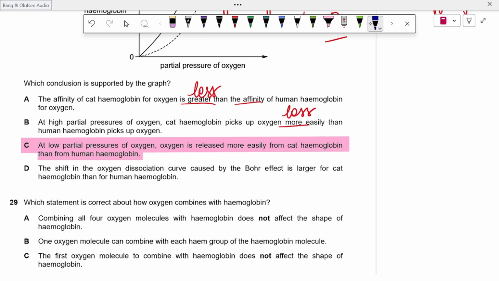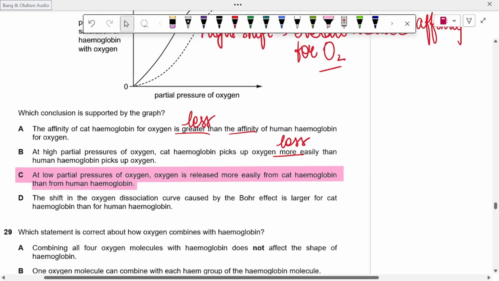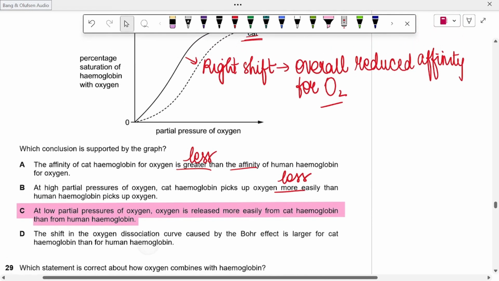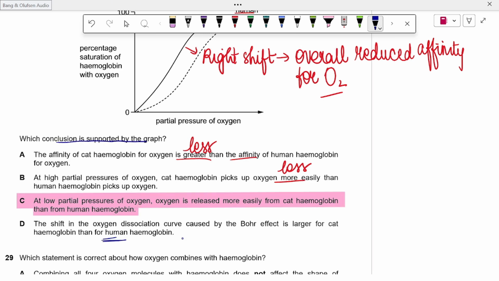"The shift in the oxygen dissociation curve caused by the Bohr effect is larger for cat hemoglobin than for human hemoglobin." We cannot conclude this shift from the graph. This conclusion cannot be made from the graph and is not supported by it. That is what they asked us: which conclusion is supported by the graph? This one is not supported by the graph, which is why this option is wrong.